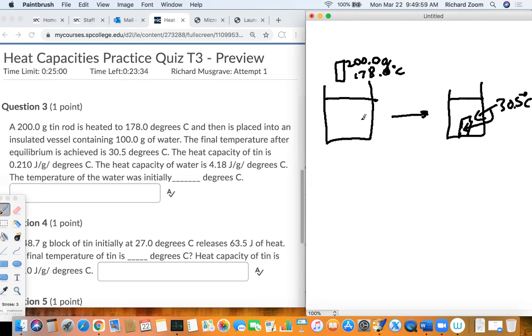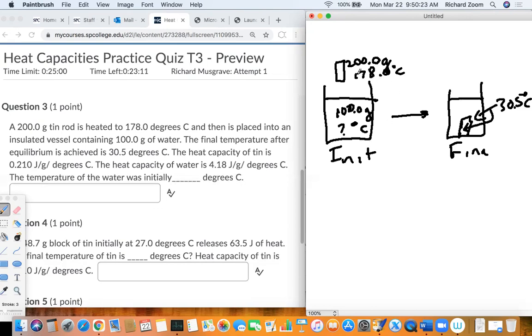And what we don't know is the initial temperature of the water. We do know its mass, though, which is 100.0 grams. So this is initial, this is final. What we don't know is what the temperature of the water is, and that's what we're looking for, the initial temperature.